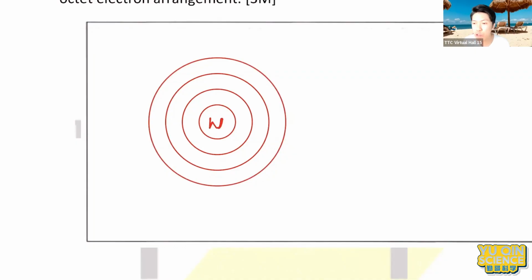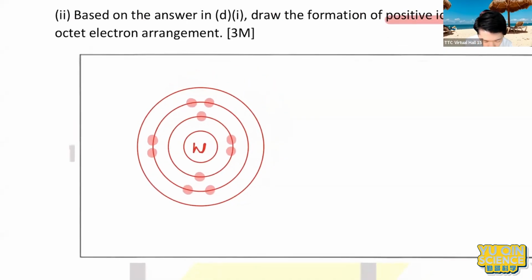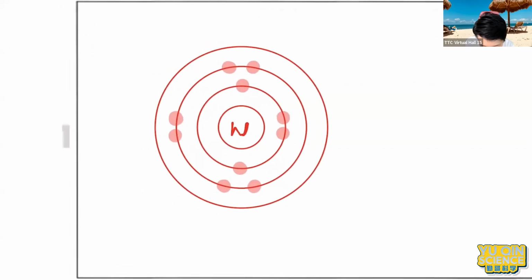Okay, I have 3 shells, right? The first is going to be 2, so 1, 2. The second one is 8: 1, 2, 3, 4, 5, 6, 7, 8. And the third shell has to be 1. So anywhere you like. Maybe here.